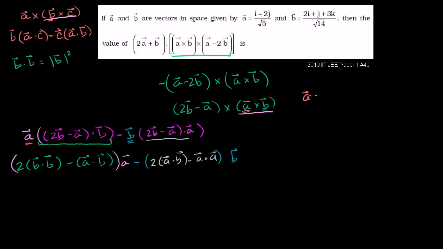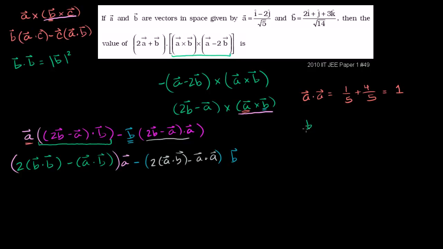So what is a dot a going to be equal to? Well, you're just squaring each of the components of a and adding them up. So the first component, the i component, is 1 over the square root of 5. So 1 over the square root of 5 squared is going to be 1/5. And then negative 2 over the square root of 5 squared is going to be plus 4/5. So our intuition was correct. When you take the dot product of a and a, it's a very simple number. It is 1.